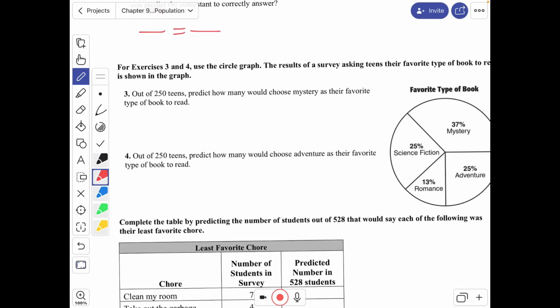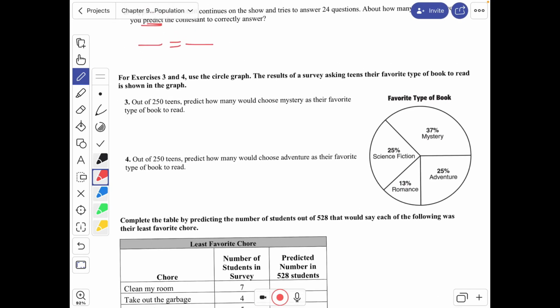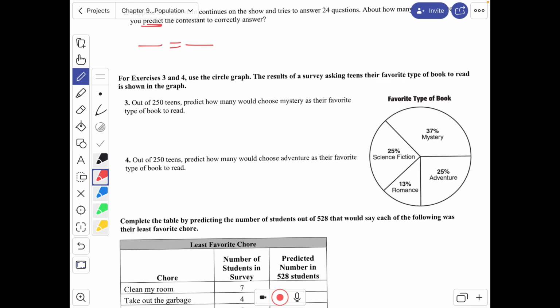Okay. Now, number 3 and number 4 are kind of like what we did yesterday. They both say predict, so you could set up a proportion. But again, if it has a percent sign in it, you can always just multiply. So you can set up a proportion, or you could just multiply the number they gave you times the percent. And remember, you'll need to round that because we don't want to cut up humans. We have to have a whole human.